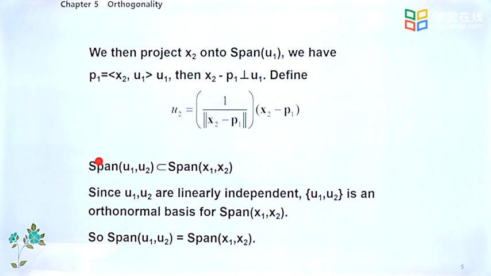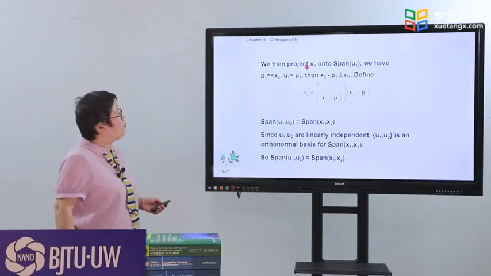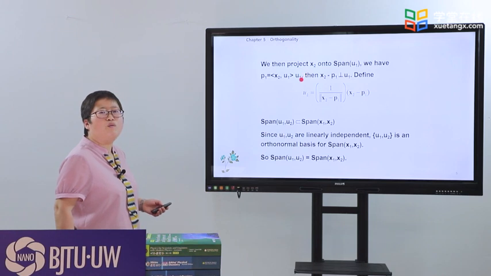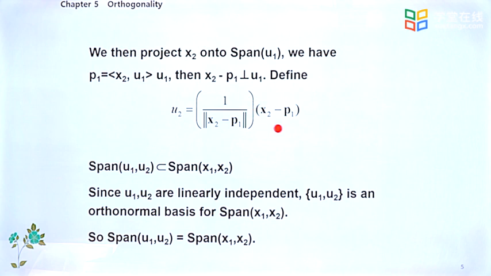Then we know that span of u1, u2 is contained in span of x1 and x2. Because here you see u2 comes from x2 minus p1. So p1 is a scalar times u1, where u1 comes from x1 divided by its length. So of course, x2 minus p1 is also a linear combination of x2 and x1. See? So clearly, span of u1, u2 is contained in span of x1, x2.